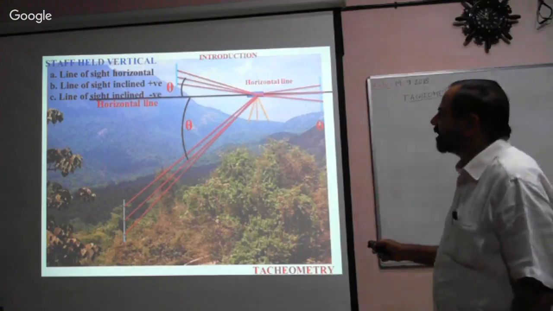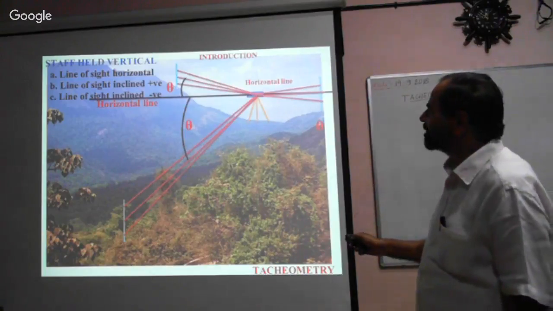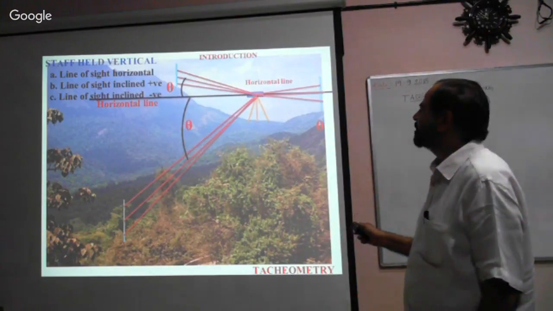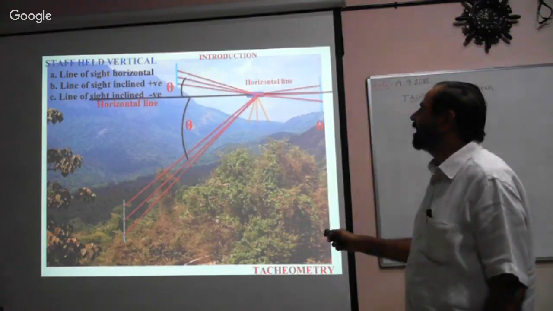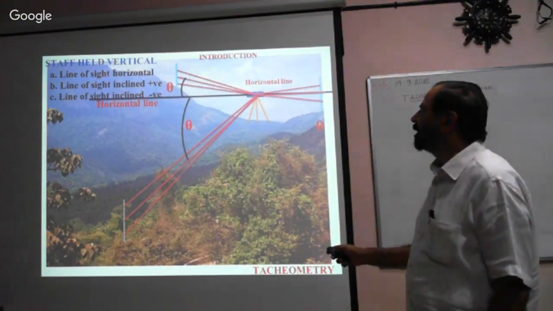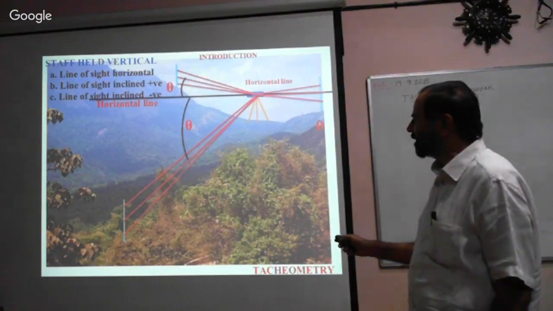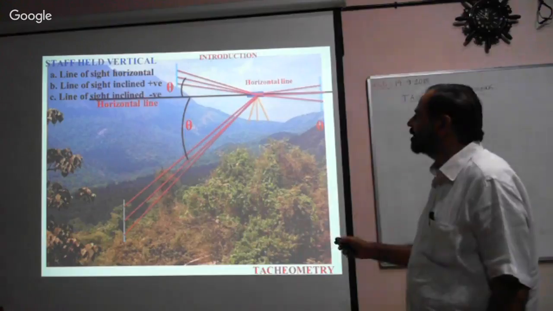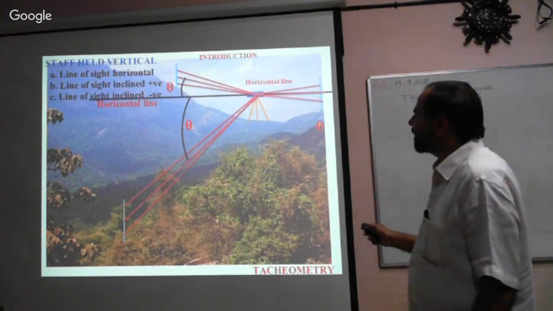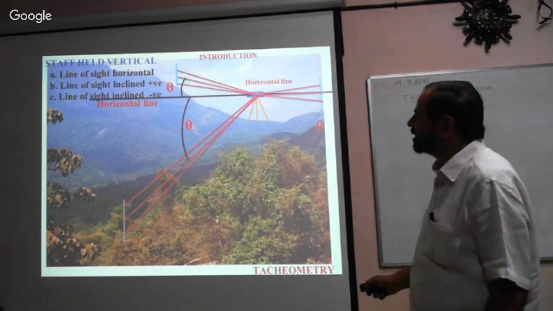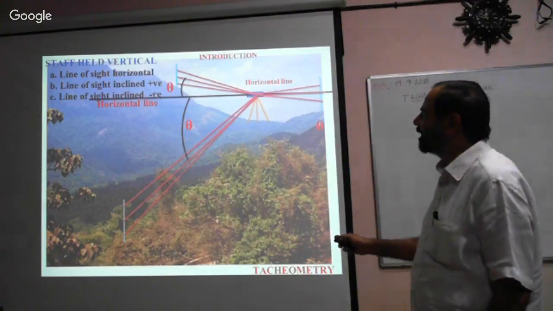Now here the location is different. In this location, the line of sight is inclined upward, and the staff is vertical. Please remember this: the staff is vertical. Similarly, the line of sight can be downward. It is negative, the line of sight is inclined negative.